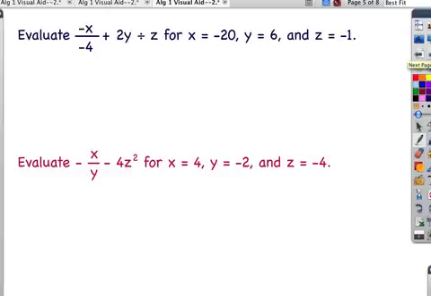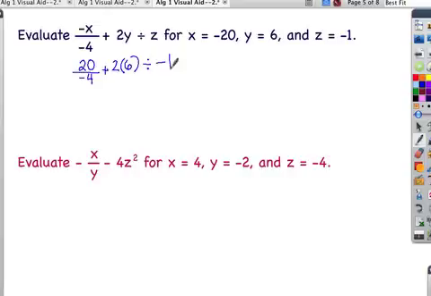Okay, evaluate negative x over negative 4 plus 2y divided by z for x equals negative 20, y equals 6, and z equals negative 1. Well, negative x is like saying the opposite of x. So the opposite of negative 20 would be positive 20 over negative 4 plus 2 times y, or 2 times 6, divided by z, which is negative 1.